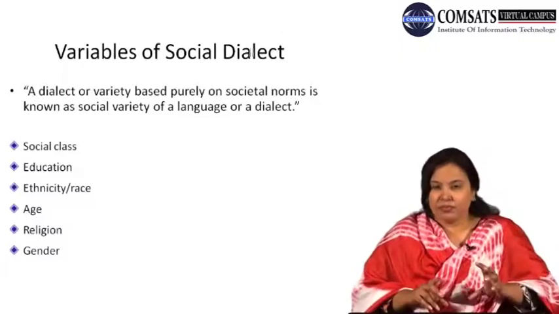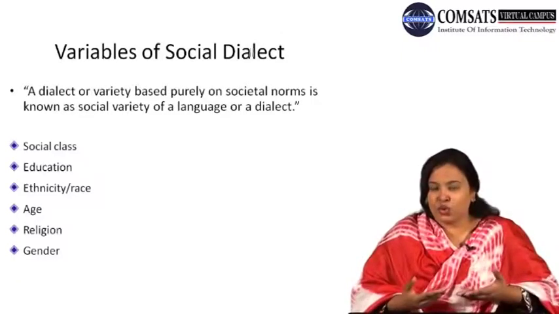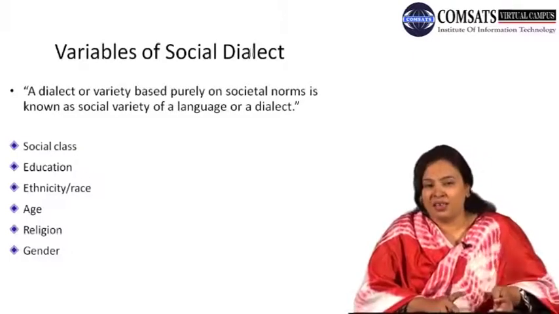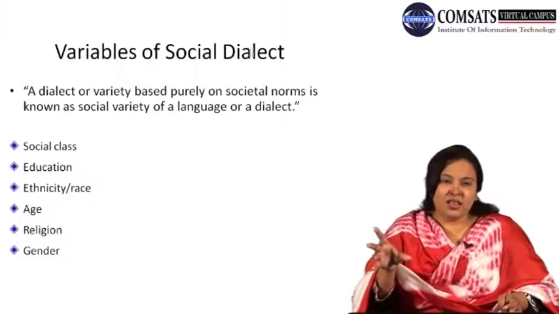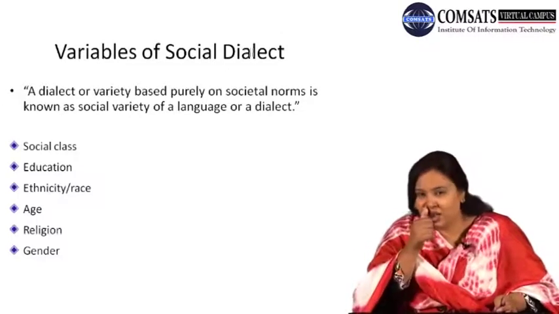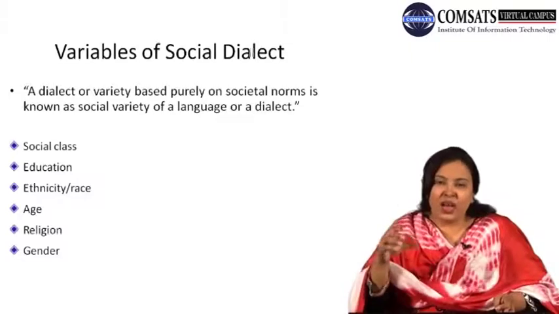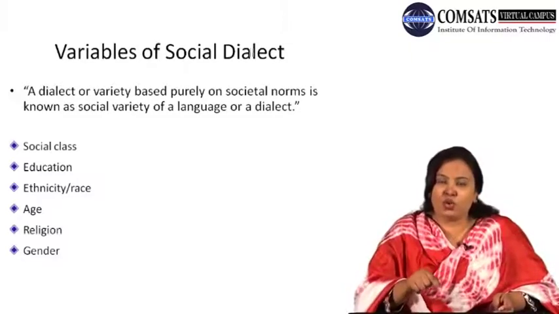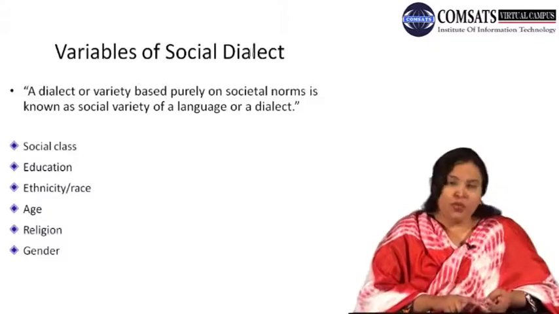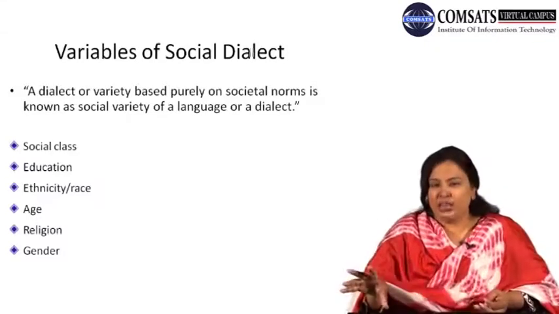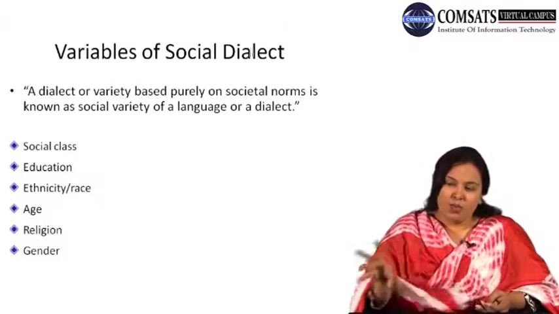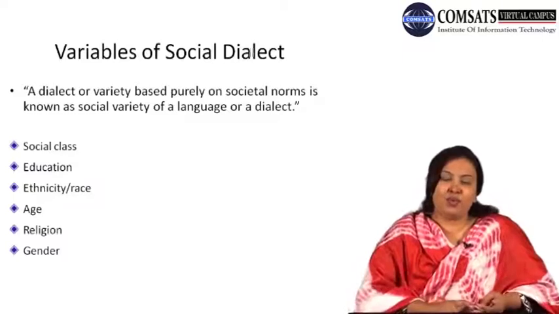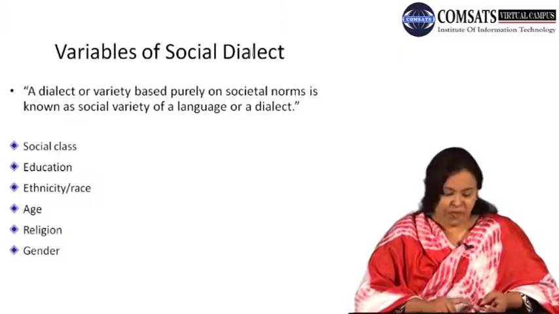For example, with respect to social dialect, we can have a social dialect with respect to social class, like middle class, upper class, elite class, poor class, working class. So according to these classes we have language variation. So this is social variation or sociolect with respect to social class. Then with respect to education, the knowledgeable people and the ignorant people both would have variations in their use of language. So this is the social variation with respect to education.